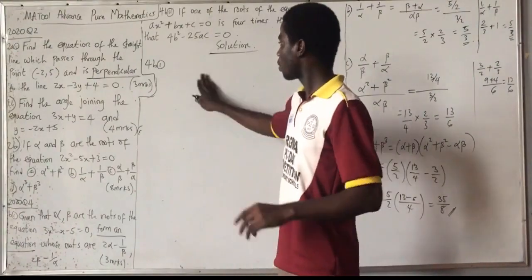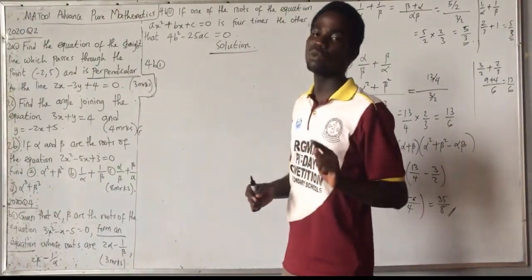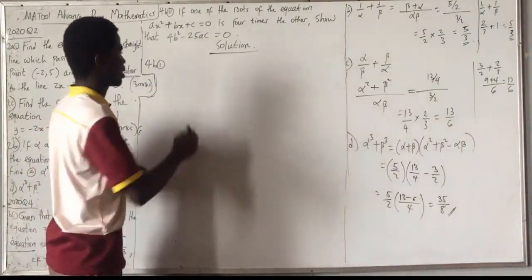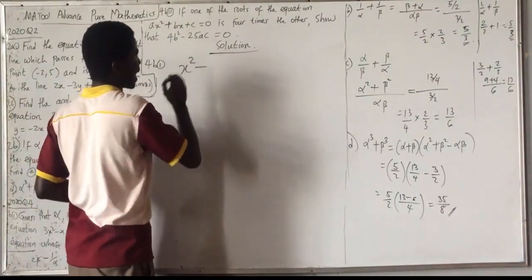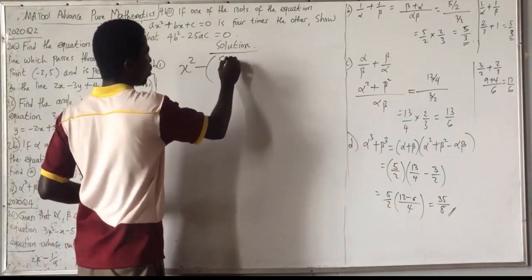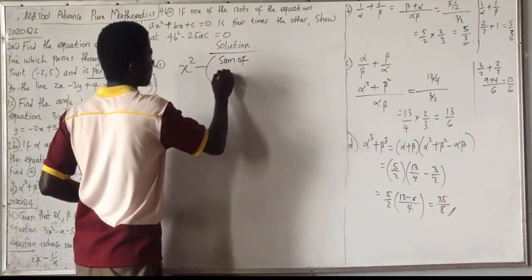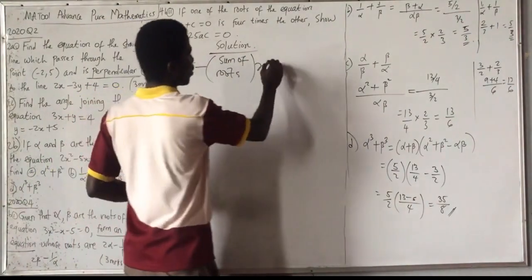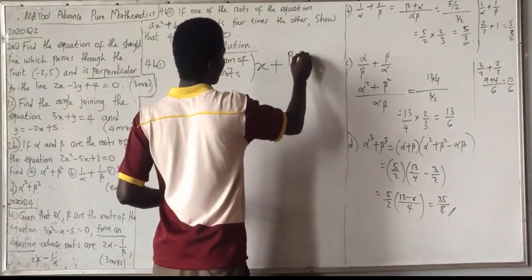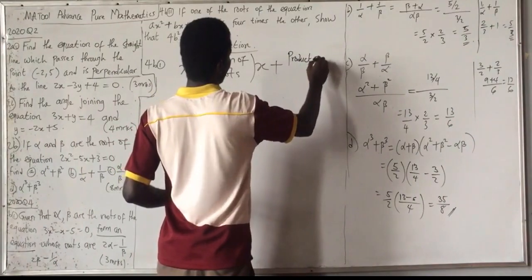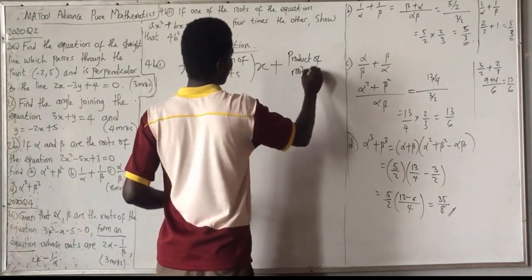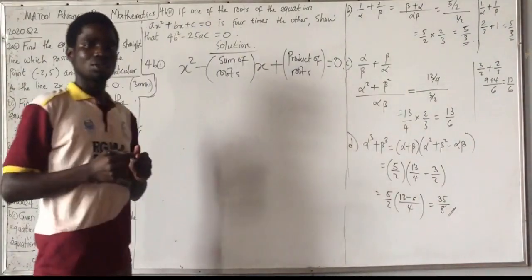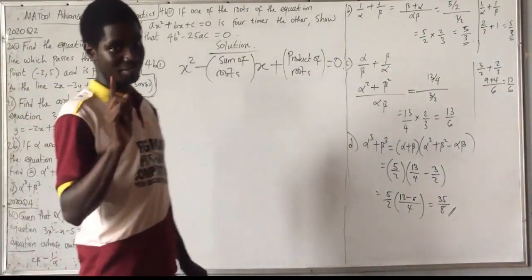But then, whenever you want to form a quadratic equation, this is the general form. Take note of this. X squared minus sum of roots S plus product of roots is equal to 0. So probably let me tell you what these 3 marks is.